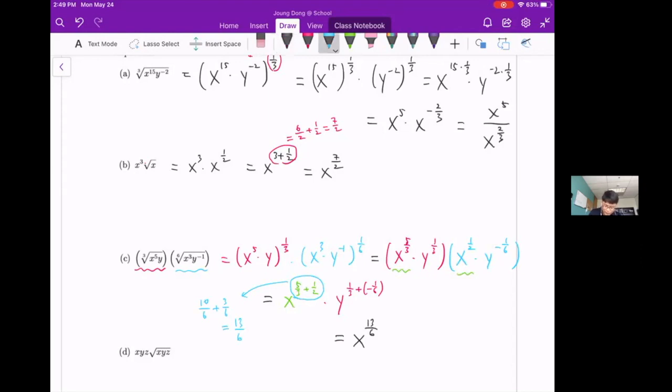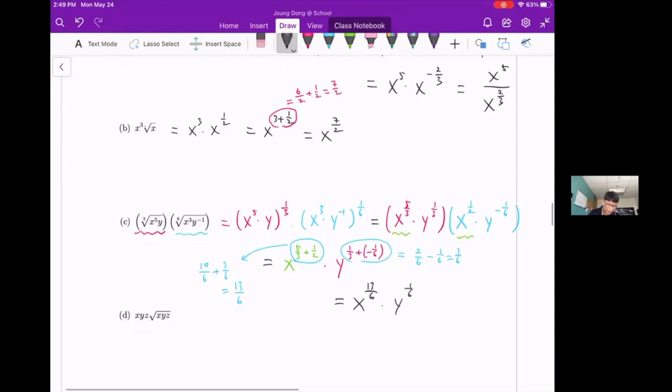What about the second term? Look at this guy. We're going to do the same thing, okay? It is 2/6 minus 1/6, which is 1/6, right? So the second term is y to the 1/6. That's it, right?